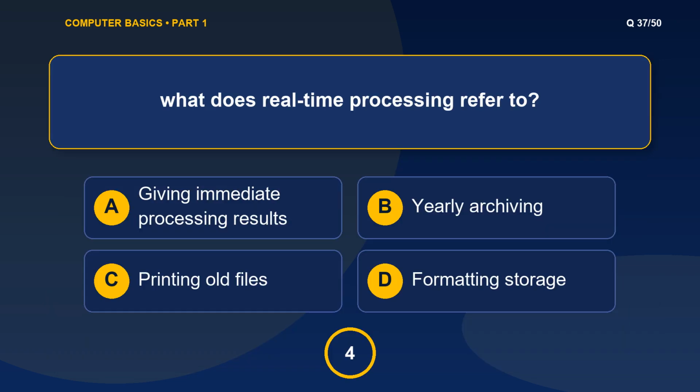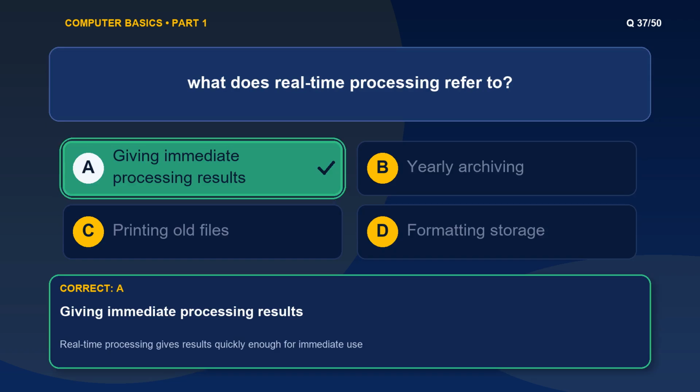What does real-time processing refer to? Option A. Giving immediate processing results. Option B. Yearly archiving. Option C. Printing old files. Option D. Formatting storage. Real-time processing gives results quickly enough for immediate use.